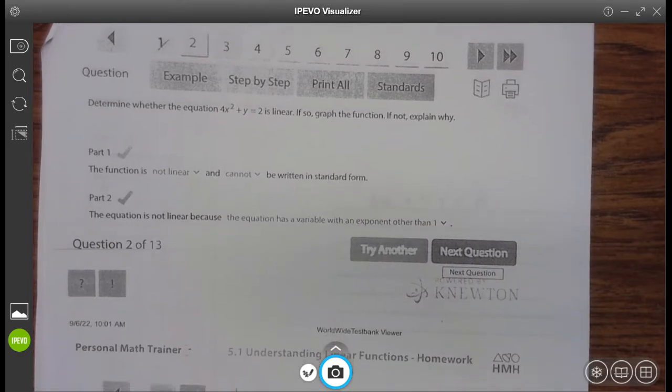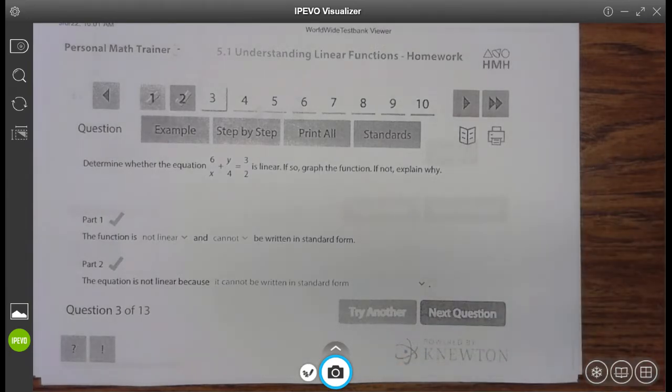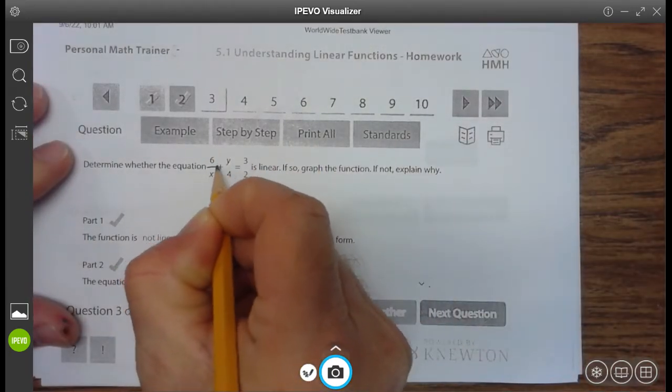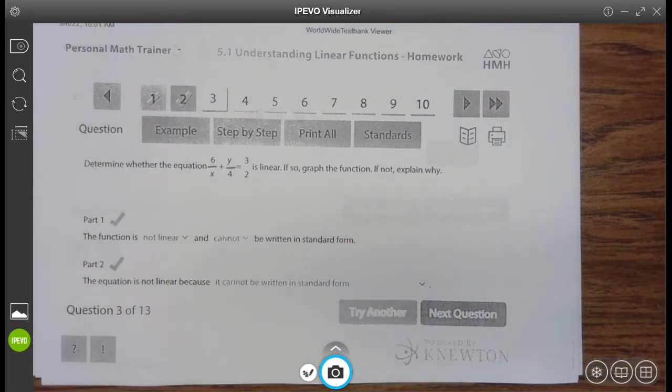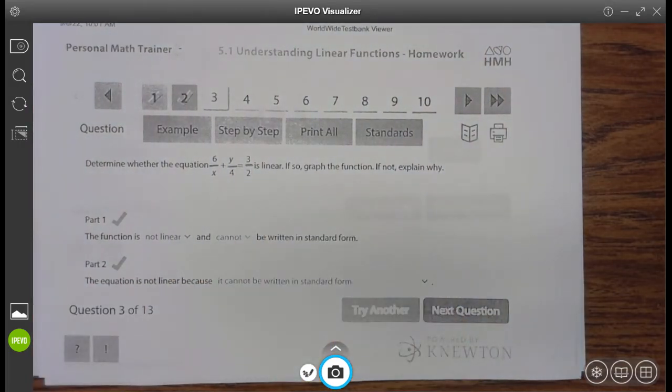All right, let's take a look at the next example. Determine whether the equation 6 divided by x plus y divided by 4 equals 3 divided by 2 is linear. If so, graph the function. If not, explain why. The function is not linear and cannot be written in standard form. The equation is not linear because it cannot be written in standard form. All right, let's look at the next example.